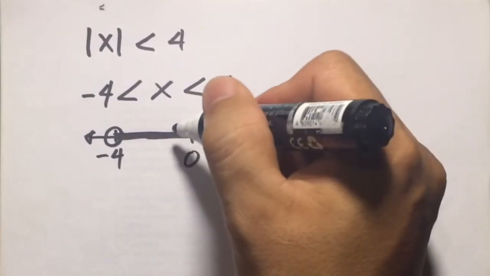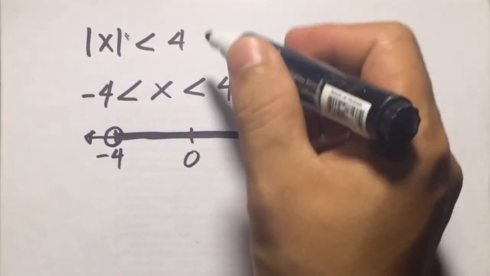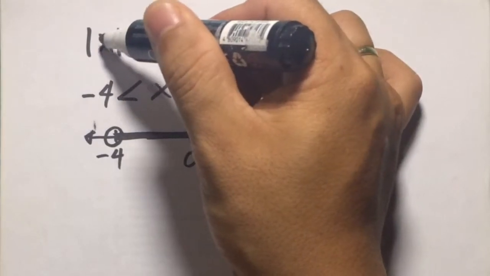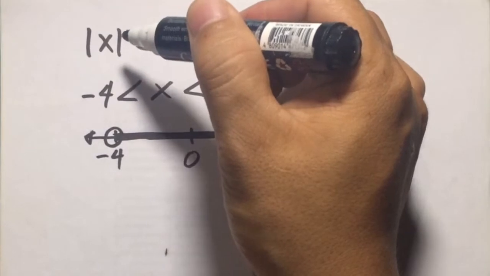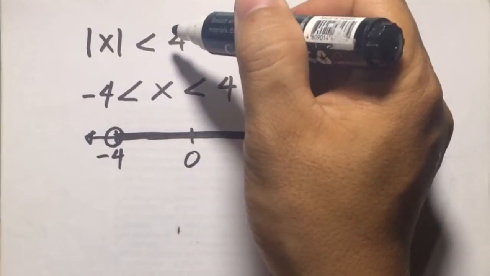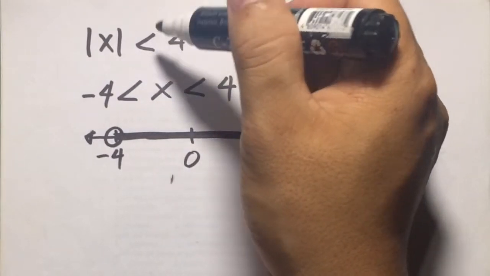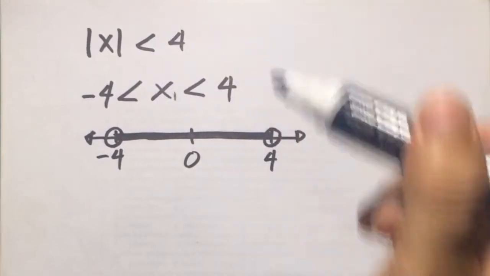For example, if we're going to have a negative 1. So if we substitute negative 1 here, the absolute value of negative 1 is 1. And 1 is less than 4. So it will make the inequality true.